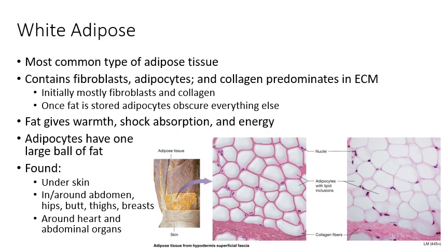Places that you would find white adipose tissue would be underneath your skin, also in characteristic locations to deposit fat. So around your abdomen, your hips, your butt, your thighs, and if you're a woman, your breasts. It would also be surrounding your heart and your abdominal organs, where it's helping provide some shock absorption to those organs. Under your skin, it's providing shock absorption.